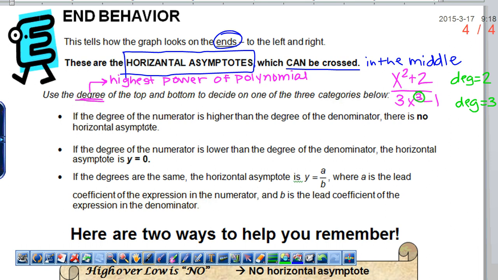If the degree on the numerator is higher than the degree on the denominator, there is no horizontal asymptote. There's what's called a slant asymptote, which you'll learn about in pre-calc. If the degree on the numerator is lower than the degree on the denominator, the horizontal asymptote is y equals 0. If the degrees are the same, we take the leading coefficients of our polynomials, and that's the number in front of the first term. So this leading coefficient would be a 1. And what would this leading coefficient be? 3, the number in front. Okay? So these are kind of hard to remember.